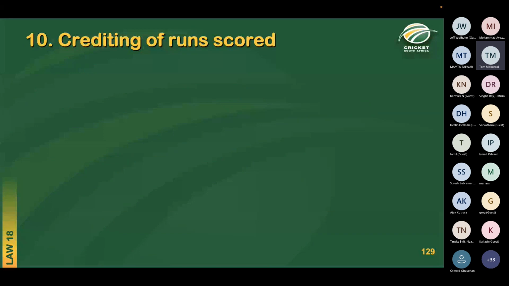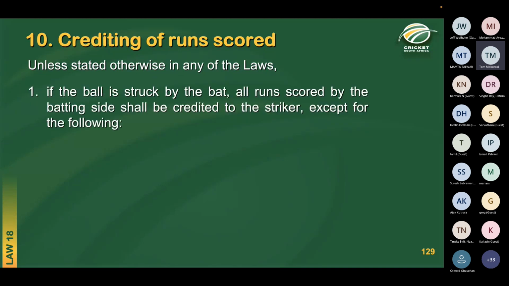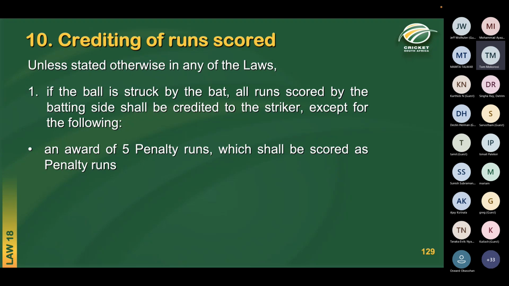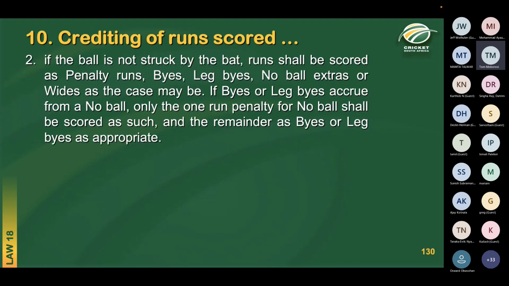Who gets the runs and when are they awarded to batters and not awarded to batters? Let's see what the law says. Unless stated otherwise, if the ball is struck by the bat, all runs scored by the batting side shall be credited to the striker, except an award of 5 penalty runs, which shall be scored as penalty runs. 1 run penalty for no ball, which shall be scored as no ball extras. And if the ball is not struck by the bat, runs shall be scored as penalty runs, byes, leg byes, no ball extras, or wides, whichever the case may be.